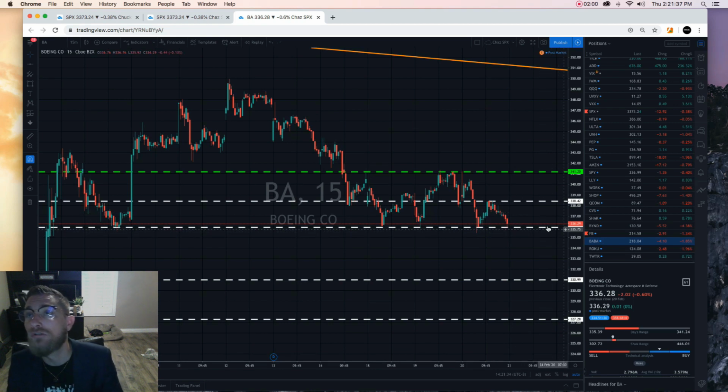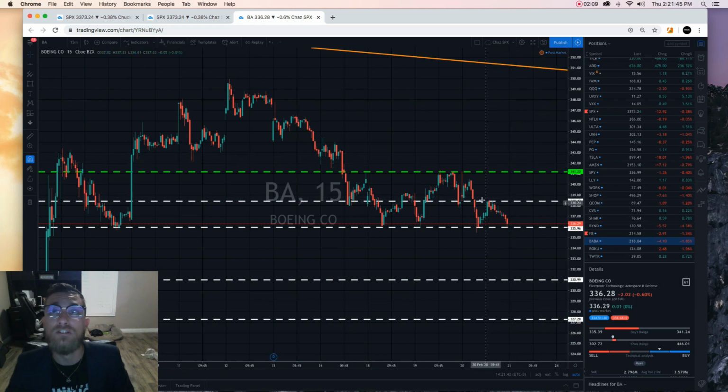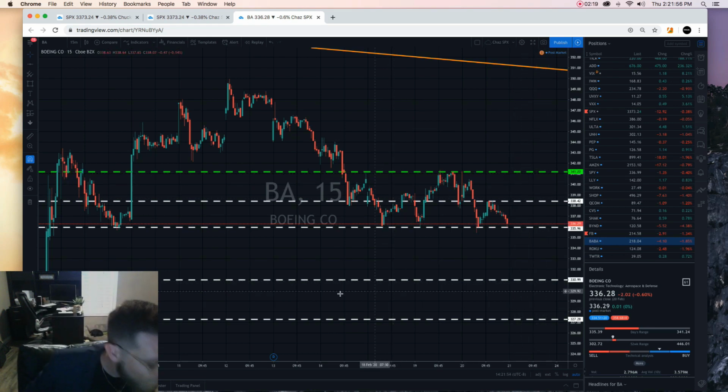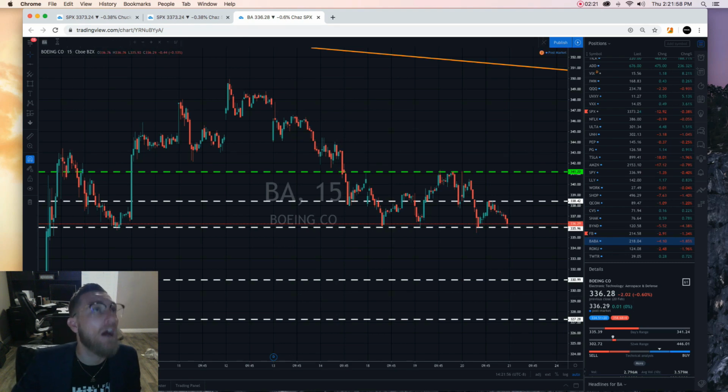So if we lose 336, I'd look short down to 331. If we regain 338.40, I'd look long up to 341 and then 344. So this is my trigger channel right there. I wouldn't trade anything between those, but if we get through this, then I target up here, and if we lose this, I target right down here at that 331 level. That's Boeing.